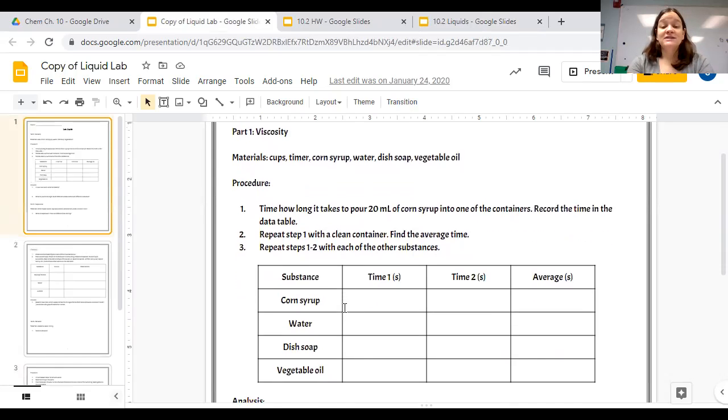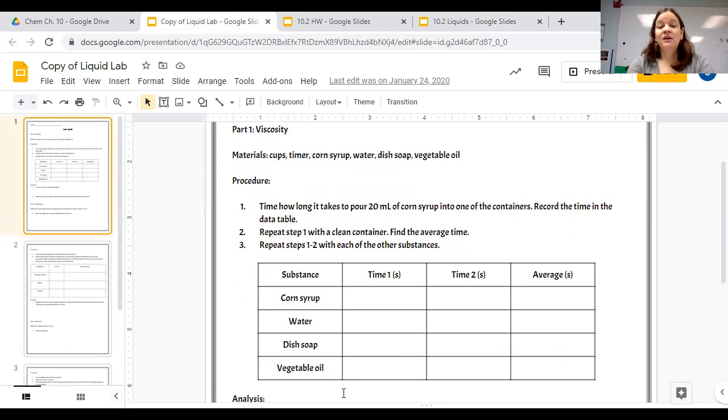So you're going to test 4 different liquids. You're timing how long does it take to pour 20 milliliters into a container. So you'll just have some cups and some graduated cylinders so that you can measure out 20 milliliters. You'll do each one twice. You can pour into the same container, it doesn't matter. And you're just going to time how long does it take for it to pour. So you're measuring out the same amount of substance each time, and then figuring out how long does it take.